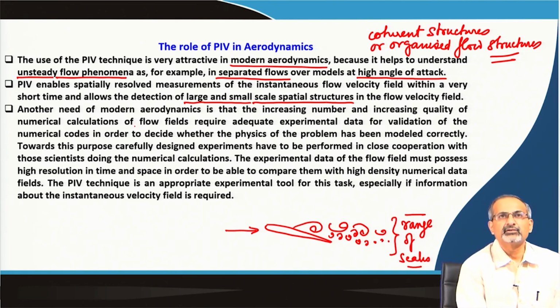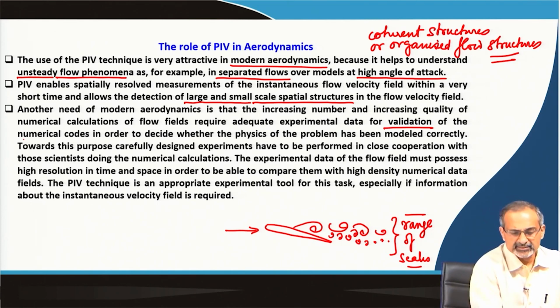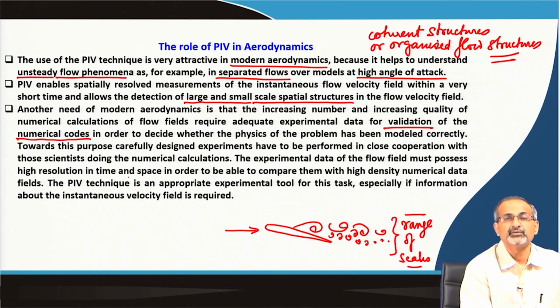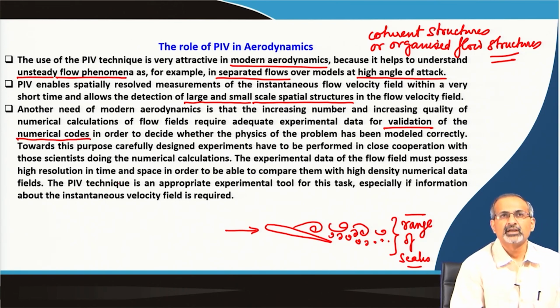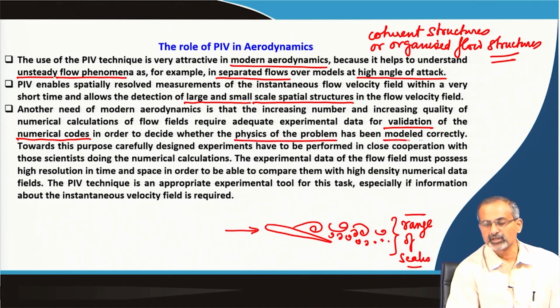Another need of modern aerodynamics is that an increasing number of high quality numerical calculations require adequate experimental data for validation purposes. So, you do have a large number of high resolution numerical calculations, but we do not always have enough experimental data for validation, and validation is essential for numerical codes, especially the ones which have been newly developed, so that we can ascertain whether the physics of the problem has been appropriately modeled or not.